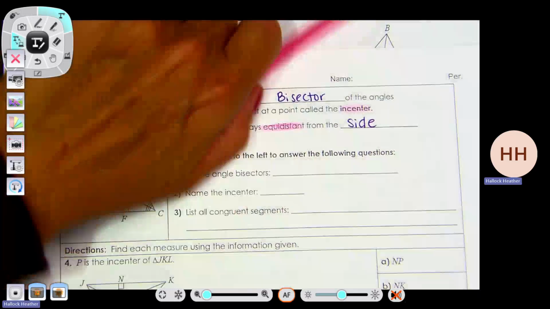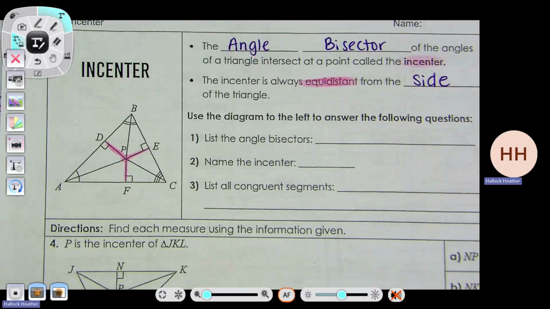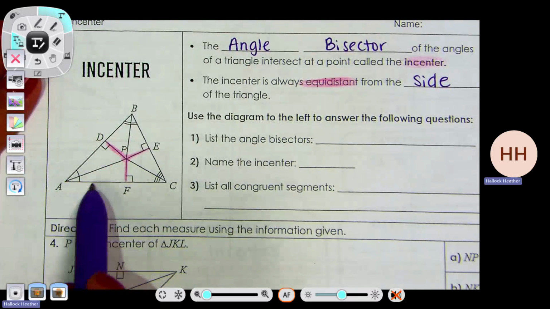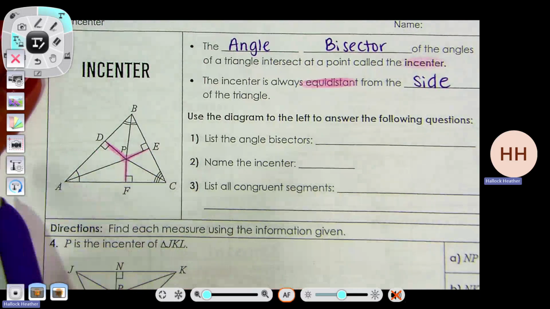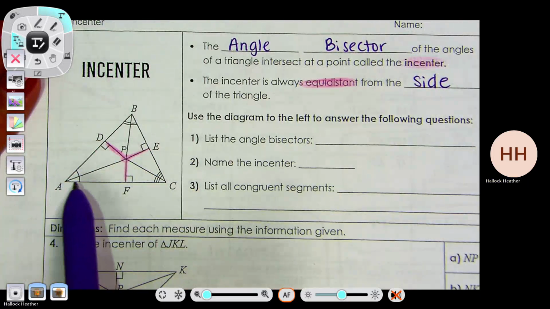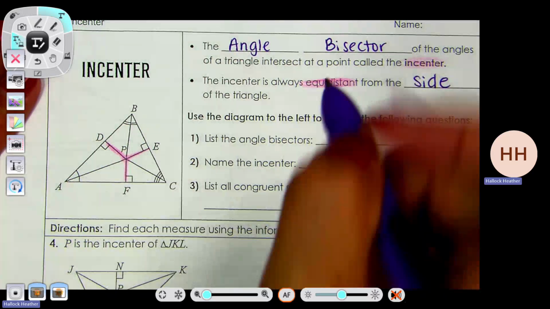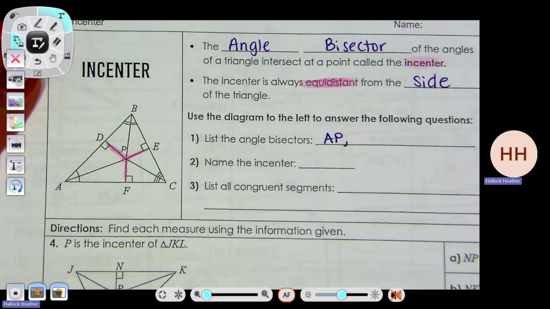So we're going to list the angle bisectors, which is the line that's actually splitting the angle in half. So if I'm looking at this angle right here, the line that's actually cutting it in half, which doesn't even look like it's in half, but it's supposed to be. We're going to say AP is the angle bisector because that's what's splitting it. What's another angle bisector in this picture?